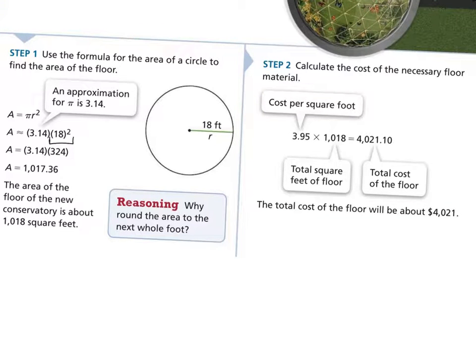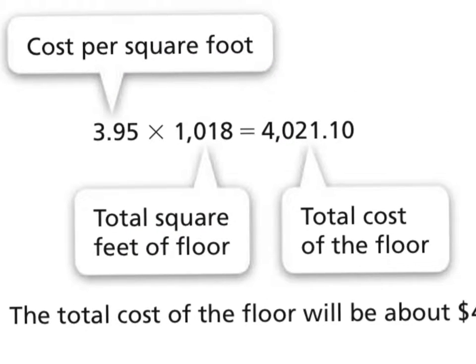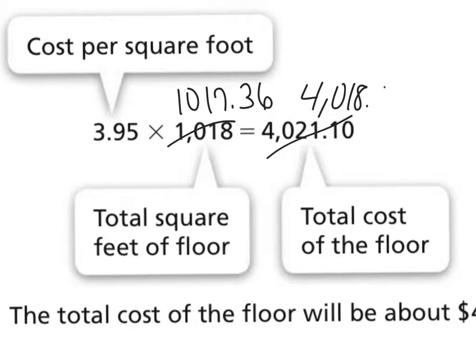So the book rounded it. Cost per square foot is $3.95. I would keep that exact answer we had, 1017.36. We just saved ourselves a little money. Now it is $4,018.57 approximately. Okay, it's pretty close. It does say about how much will the floor cost, so I guess if we rounded like they did, it would be okay also.